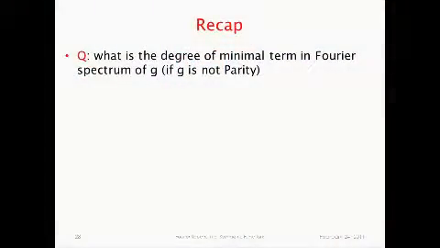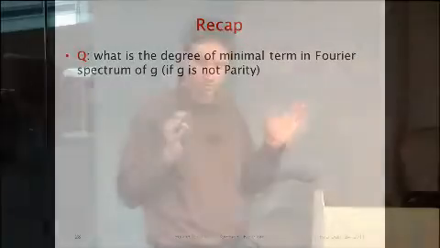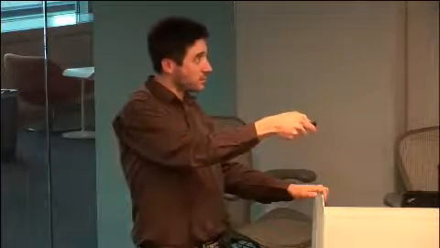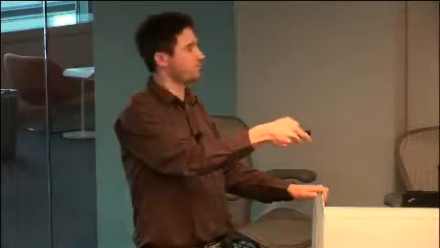okay, let's just do a recap, because I mean, there was a lot of calculations. All of them are very easy, but the lesson is that if you have equations over the integers, working modulo primes is very helpful, even if you don't use the Chinese remainder theorem. Okay, so we ask the question: what is the minimal degree of a minimal term? What's the degree of the minimal term in the Fourier spectrum of G?